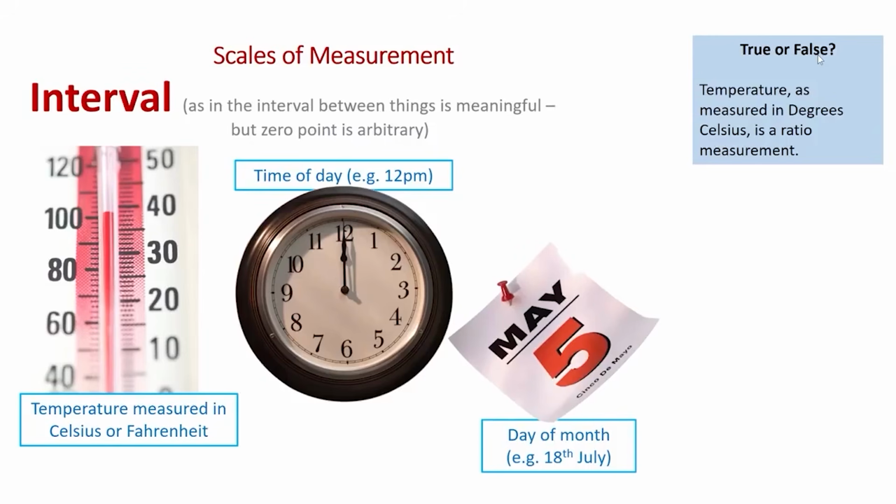True or false? Temperature as measured in degrees Celsius is a ratio measurement. The answer is false. No, it's an interval measurement, as just explained.